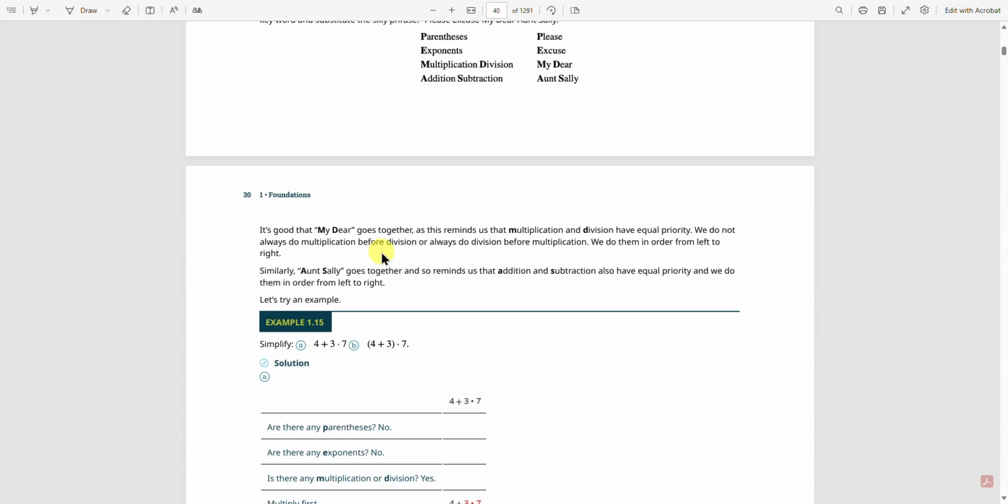Let's keep moving here. It's good that my dear goes together, as this reminds us that multiplication and division have equal priority. We do not always do multiplication before division or always do division before multiplication. We do them in the order from left to right. Similarly, Aunt Sally goes together, so it reminds us that addition and subtraction also have equal priority, and we do them in order from left to right.